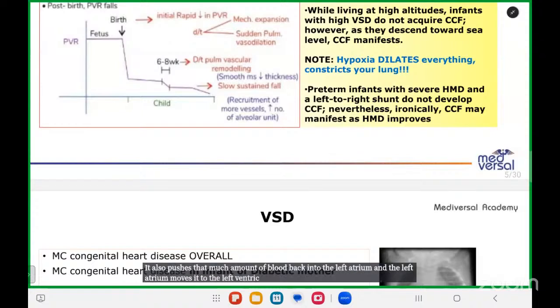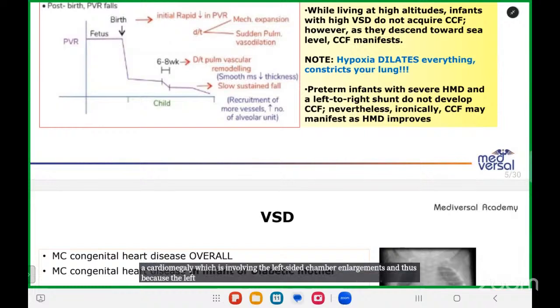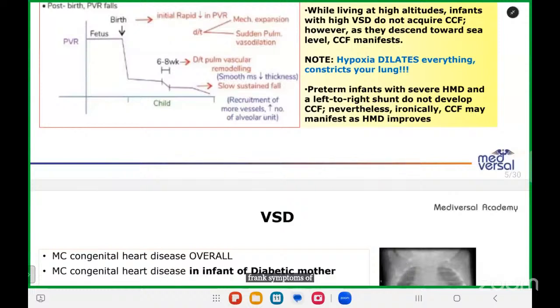So in all of these kids, we will predominantly have a cardiomegaly, which is involving the left-sided chamber enlargements. And thus, because the left ventricle suddenly starts getting dilated, receives a huge amount of blood all at once from the pulmonary circulation, frank symptoms of CCF are very, very common in these diseases.